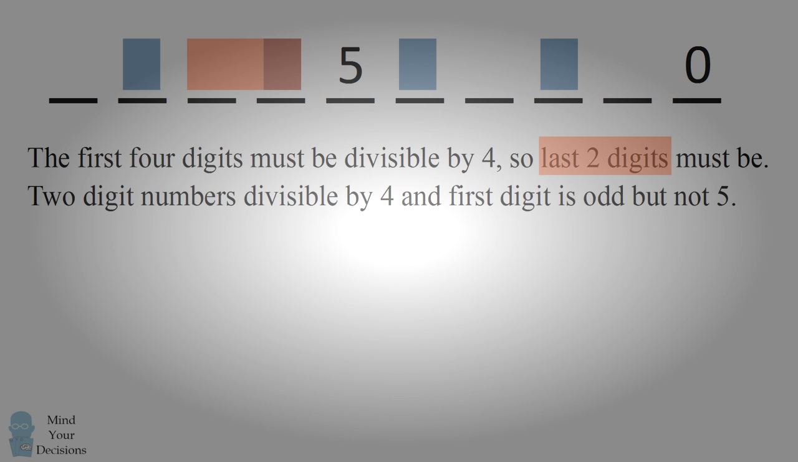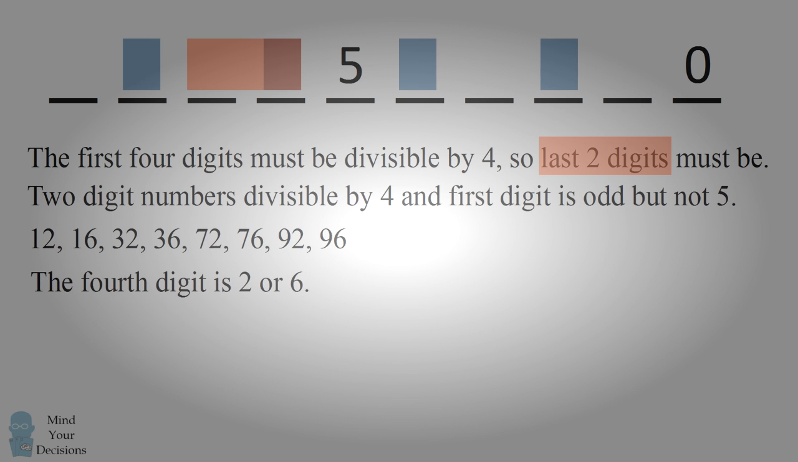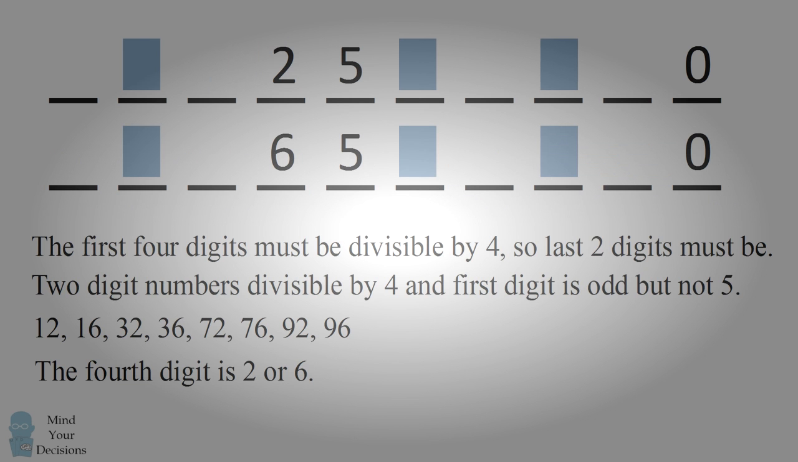We can start counting up from 0 and look for 2-digit numbers that are multiples of 4 with this property. There are only 8 cases to consider. And there's a pattern in these cases. The last digit of the number is either a 2 or a 6. So that means this 10-digit number must have the 4th digit equal to 2 or 6. We'll write out 2 different possibilities.